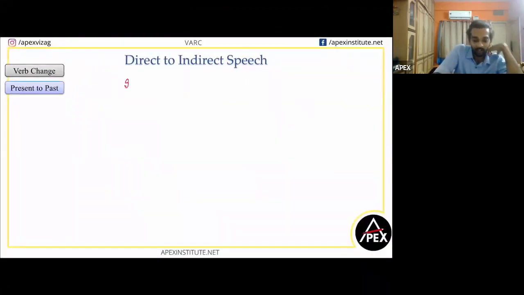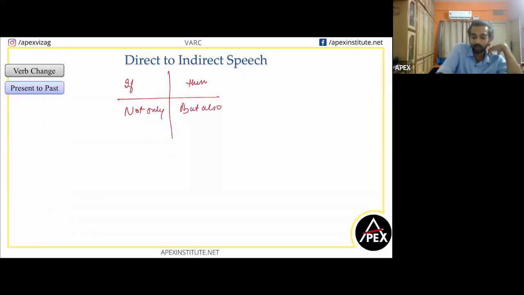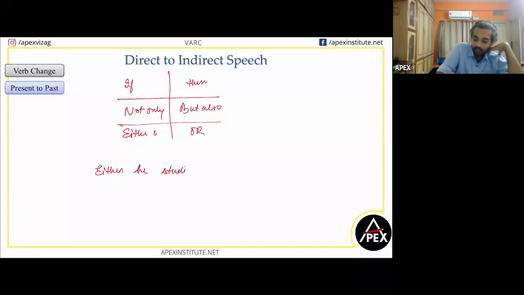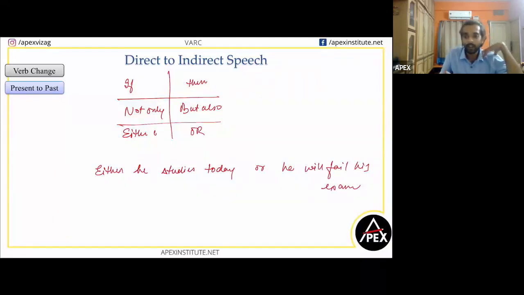In that case you have if and then, no? If you are reading it like this, you will have not only and but also. In fact, like this, you will have either and or also. For example, either he studies today or he will fail his exam. Right? You don't need to separate it from tenses at all.